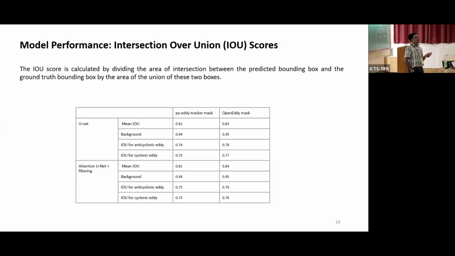Generally it has been seen that the attention U-Net performs better than the U-Net, but in our case, if you look at the numbers for the background, mean, anticyclonic and cyclonic classes, for both traditional algorithms, PyEddyTracker and OpenEddy, these numbers are the same. This means we need not go for a very complicated deep learning architecture; a simple architecture is also sufficient to detect eddies. But we are still going to use the attention U-Net with the filtering process.